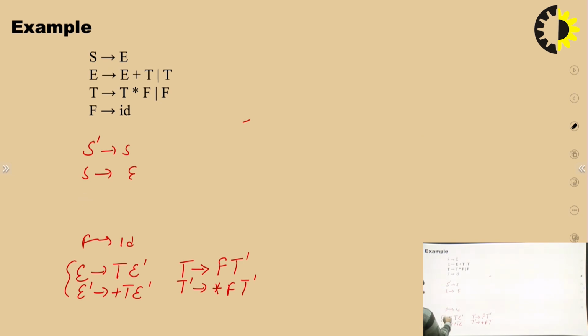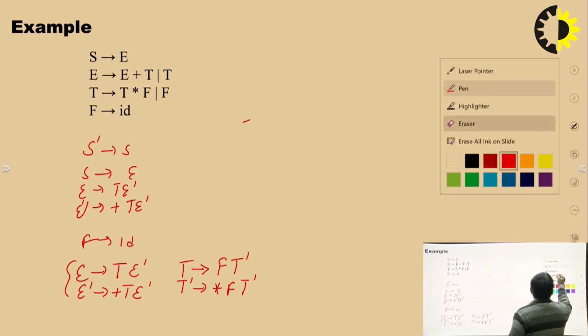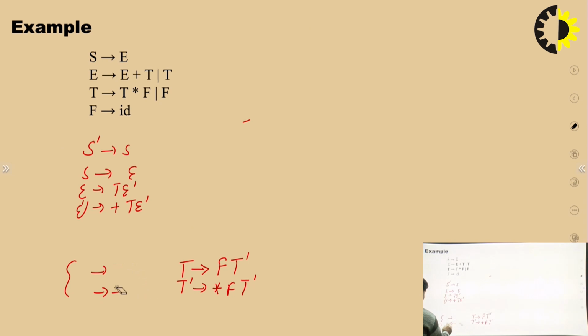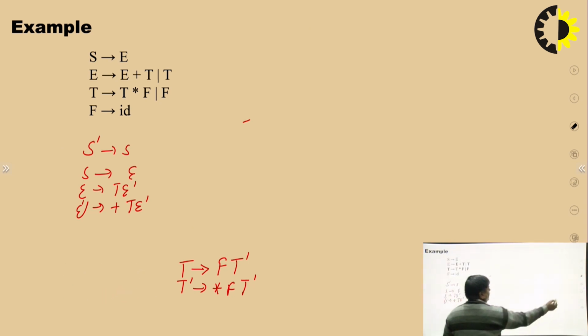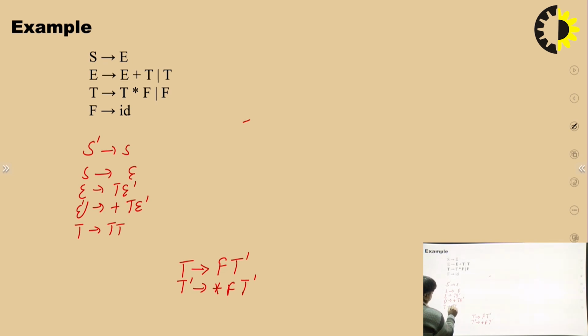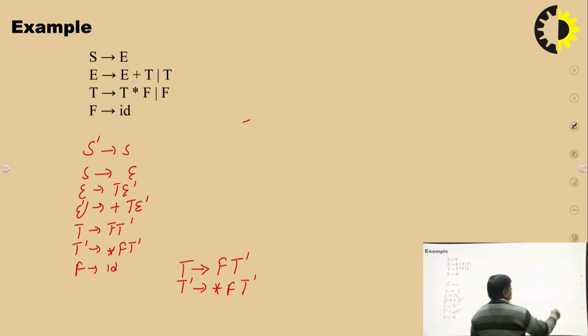Now what is the original grammar? E tends to T E', and E' tends to plus T E'. Now no need for this, and F tends to ID, we remember that, and add this here: T tends to F T', and T' tends to star F T', and F tends to ID. So now this is your final context free grammar.